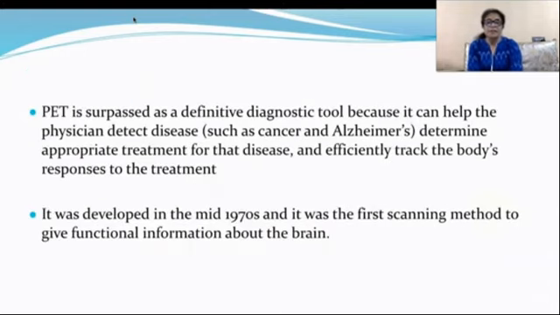PET is superior as a definitive diagnostic tool because it can help the physician detect diseases such as cancer and Alzheimer's. It determines appropriate treatment for that disease. It efficiently tracks the body and how it responds to the treatment. It was developed in the mid-70s and it was the first scanning method to give functional information about the brain.